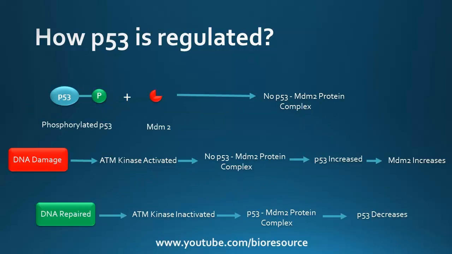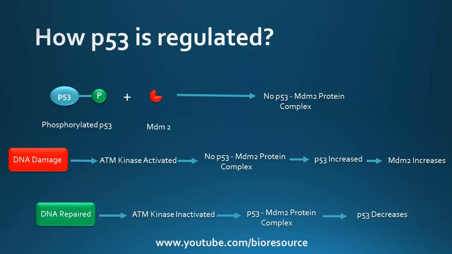But in case of DNA damage, p53 gets phosphorylated through ATM kinase activation. Once p53 is phosphorylated, MDM2 cannot form a complex with p53. So no p53 MDM2 protein complex will be formed. This will further increase the p53 level because ubiquitin cannot degrade p53. As a result, MDM2 also increases.